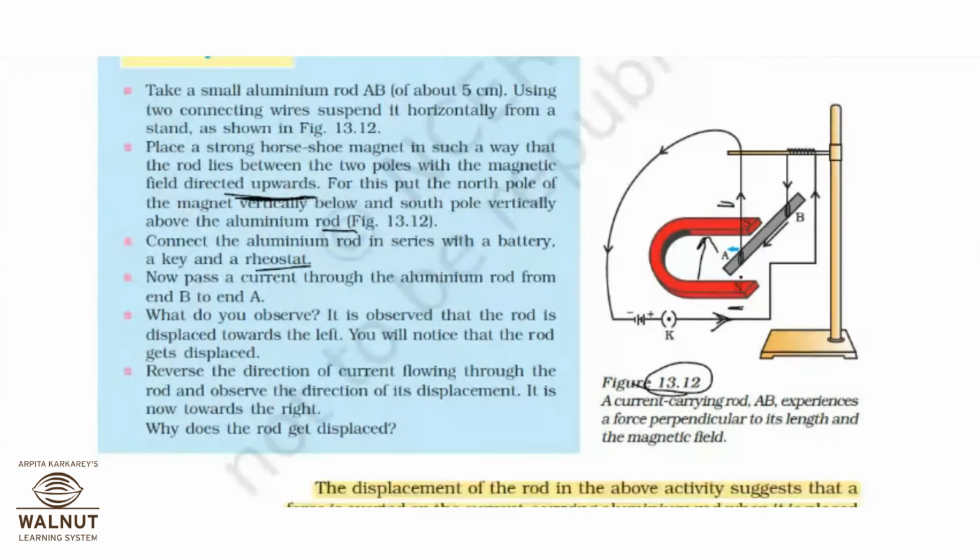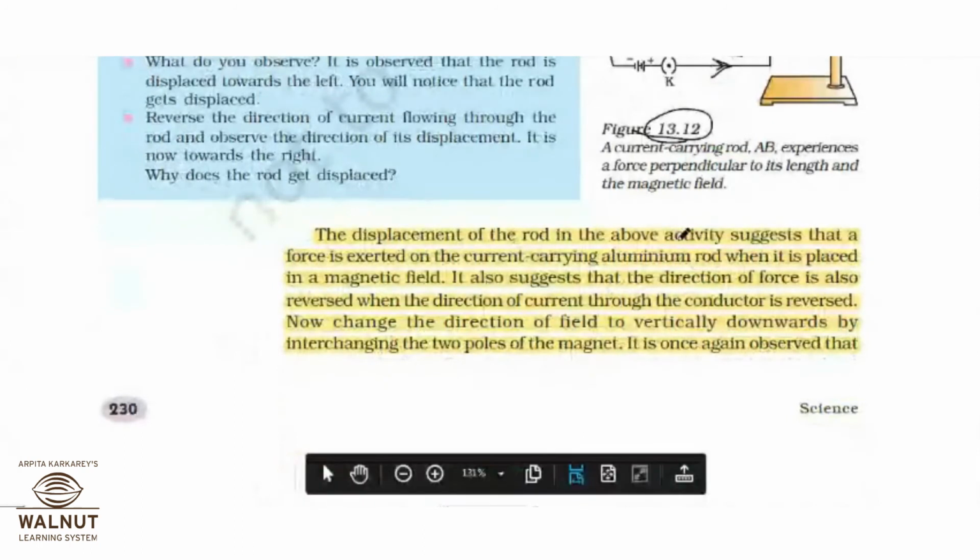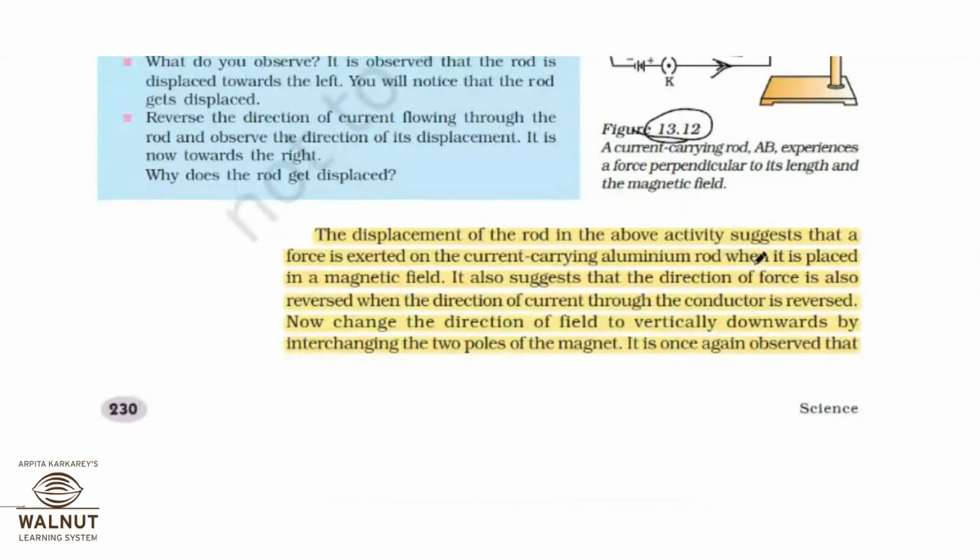So what does this experiment tell you? The displacement of the rod in the above activity suggests that a force is exerted on the current carrying aluminium rod when it is placed in a magnetic field. It also suggests that the direction of force is reversed when the direction of current through the conductor is reversed. In that case, if you have seen the video carefully, they have reversed the polarity of the magnet. So the direction of deflection was reversed. Earlier it was right. Then they changed the polarity, and the deflection was to the left. You can do it by reversing the direction of current also.